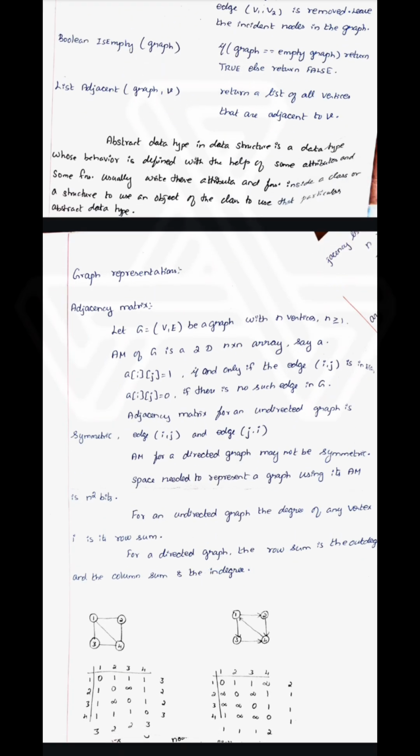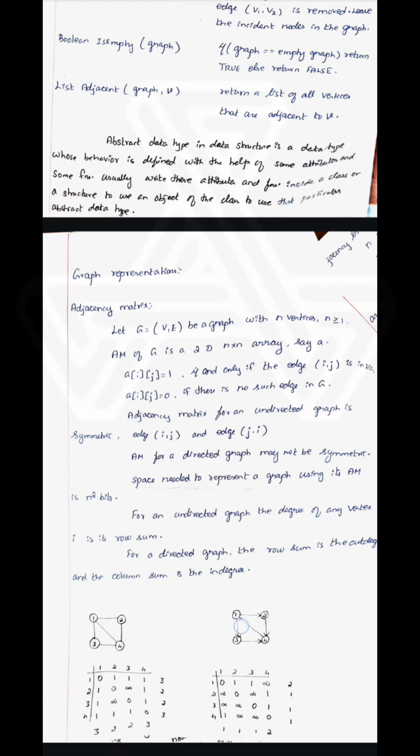An abstract data type is a data type whose behavior is defined with the help of some attributes and some functions. Usually we write these attributes and functions inside a class or structure, and use an object of the class to use them.